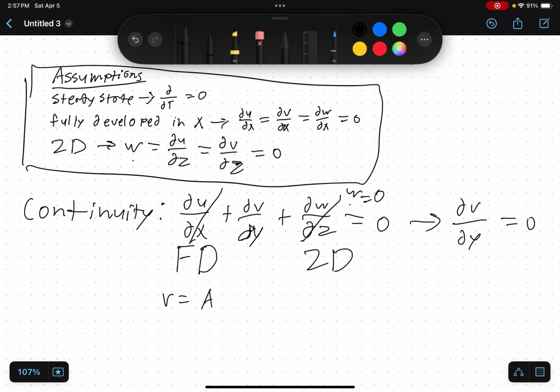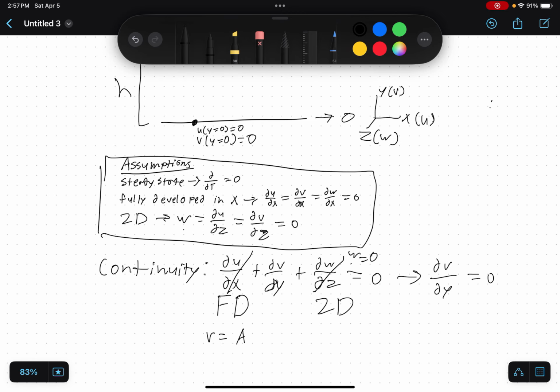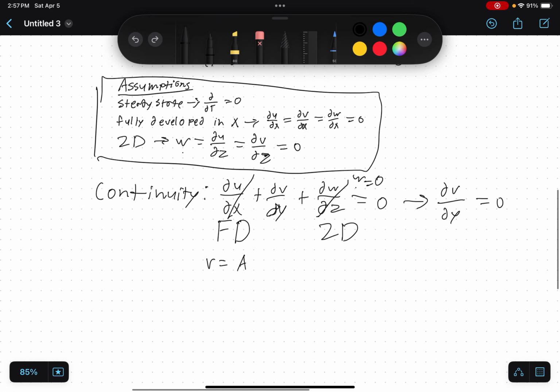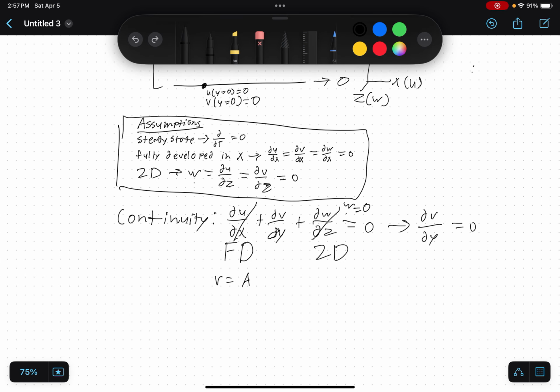Now let's apply a boundary condition, the bottom one up here. That would be v at y equals 0 equals 0. And that would equal a, because v equals a. There's no y in this equation, it's just a all the time. So this means a has to equal 0, and that means v equals 0.